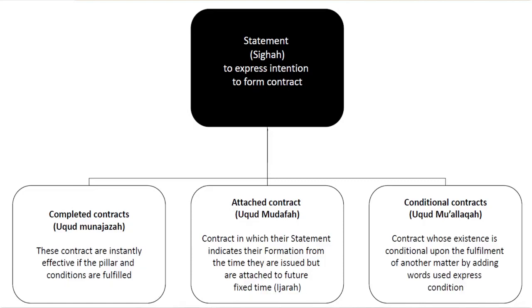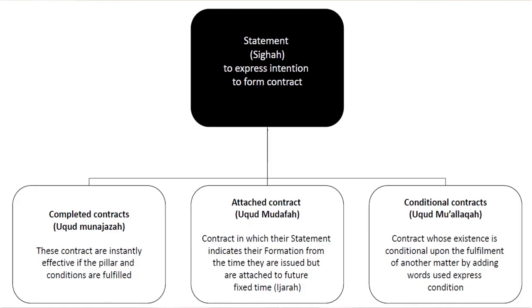So these are three types of contract which are under the Sharia. The first one is a completed contract, عقود منجزة, which takes its effects immediately. The second one is عقود مضافة, conditions attached, a contract attached to the future. So it is concluded now, but it takes its effect in the future.